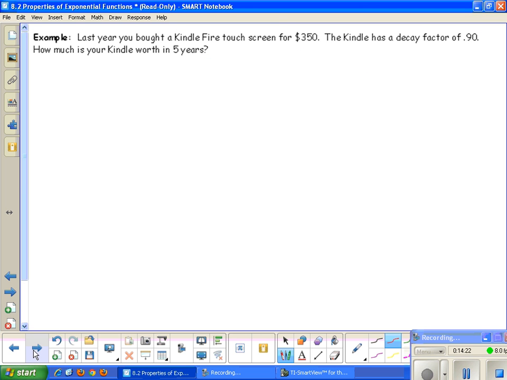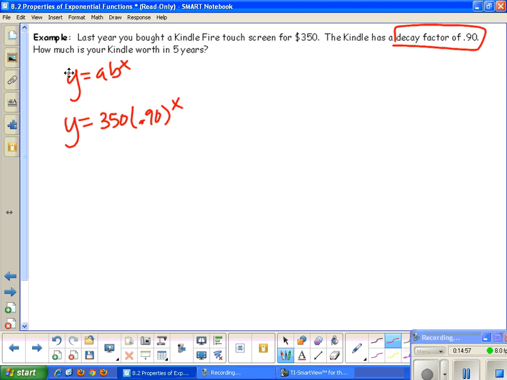Last year, you bought a Kindle Fire touchscreen for $350. The Kindle has a decay factor of 0.90. How much is your Kindle worth after 5 years? So in this case, we're doing exponential decay, again y equals a b to the x, because it didn't say anything about continuously compounding. It says I have a decay factor of 0.90, which means I am using that as my b value. I don't have a percentage there. So y equals, and I'm starting off with $350 times 0.90 to the x.